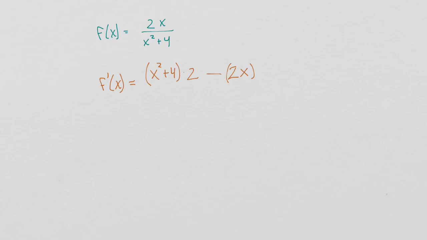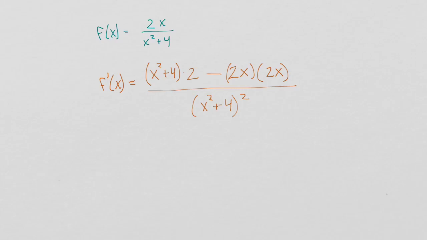The derivative of the denominator is going to just be 2x, which happens to be the same as the numerator there. Again, I found that out using my power rule. The derivative is going to be 2x to the power of 1 plus 0. Draw the line. Down below, denominator squared must go. So x squared plus 4 is going to all be raised to the power of 2. This is my derivative. I'm done.